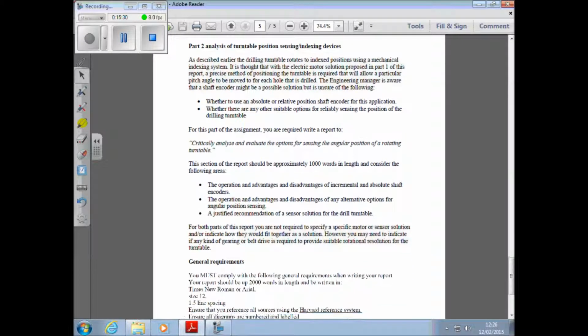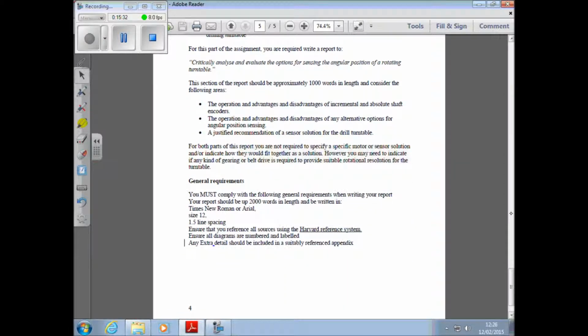Lastly, the usual general requirements: up to 2,000 words in length, Times New Roman or Arial, size 12, 1.5 line spacing, and so on, Harvard referencing system. Please make sure all diagrams are numbered and labelled. If not referred to in the text, they probably shouldn't be there anyway. We're not looking at adorning the page with pretty pictures at level 6. Have you got any questions that you'd like to ask?